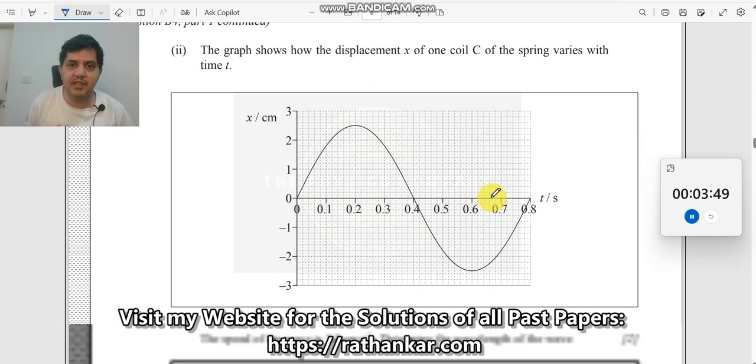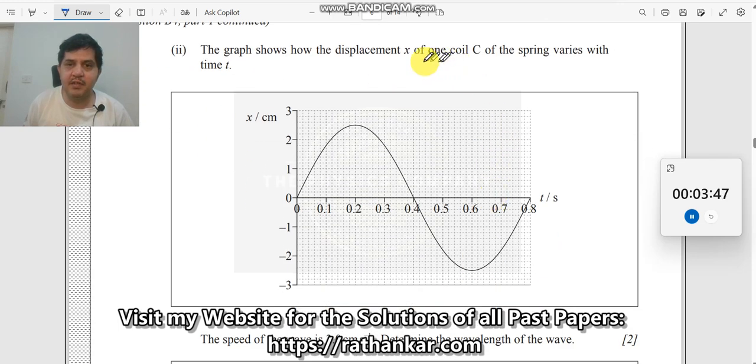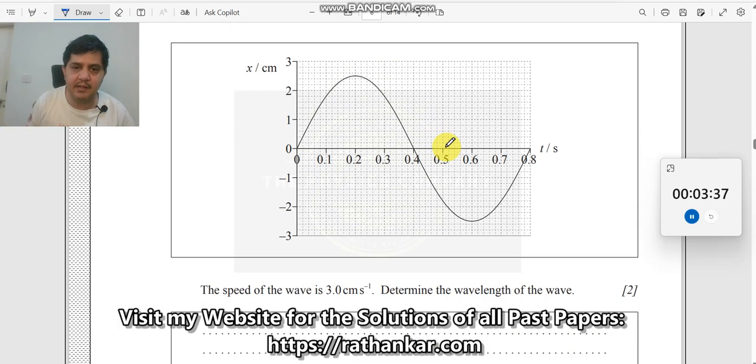The graph shows how the displacement x of one coil C of the spring varies with time t. The speed of the wave is 3 centimeter per second. Determine the wavelength of the wave. Now x versus t is given. You need to find the wavelength. Now what is given here? T is given, which means from here to here, the wave takes one time period. So you can easily say the time period here is equal to 0.8 seconds.